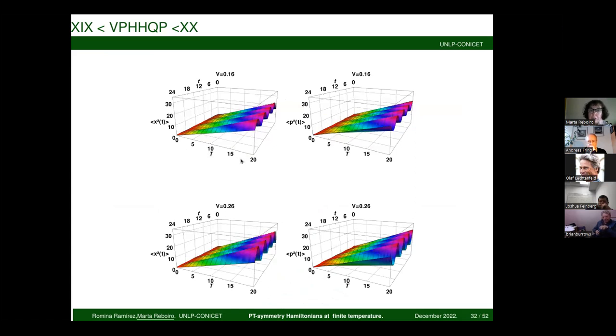As a function of the temperature, for each T we obtained also a periodic solution for X squared and P squared, as shown for two values of B, B.16, B.26.